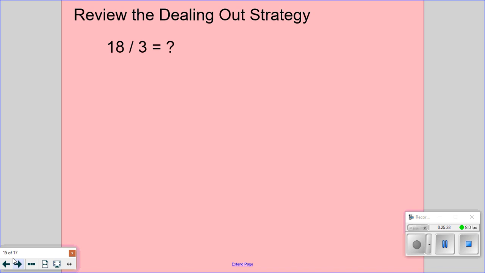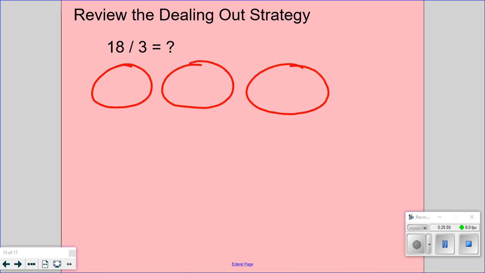So if I'm dealing out, how many piles am I making? How many piles am I going to make if I'm dealing out with this equation? Carl? 3. Go ahead and draw 3 circles. Those will be your groups. Do you know where we got 3?